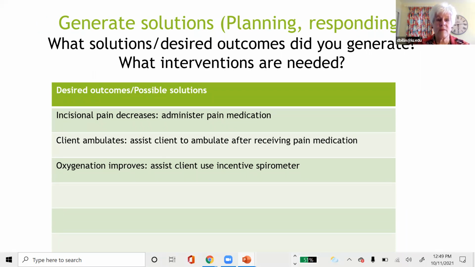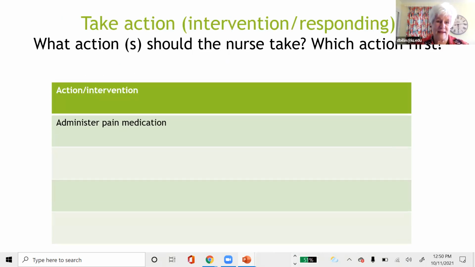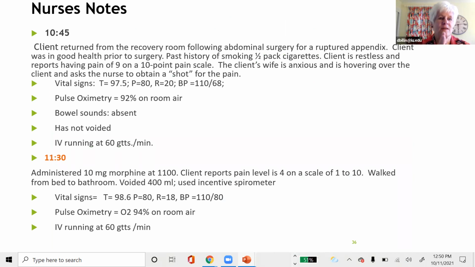And then we want to make sure that the oxygenation level improves. In addition to ambulating and helping him take deep breaths, we're going to get him to use the incentive spirometer. Okay, I don't think I'll have a disagreement on that. So then the next thing is, what action should the nurse take? I'm going to say the pain medicine. But now let's go to the next part of this story. Now it's 11:30, and here's the nurse's notes that you should take note of.